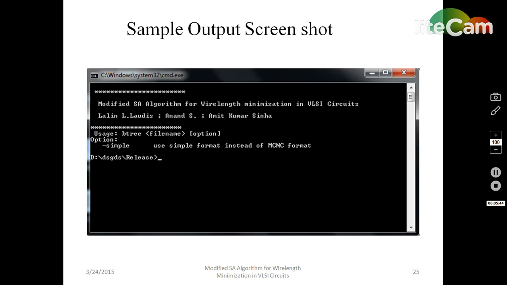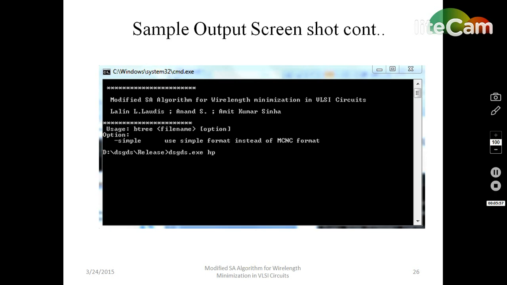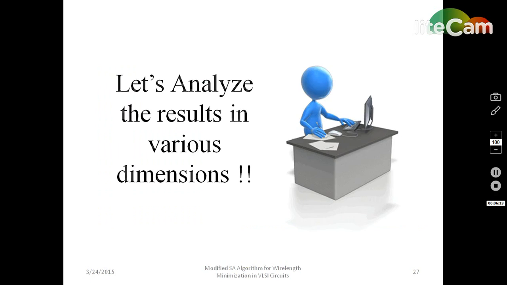When I run this algorithm, I get an output screenshot like this. It shows the authors of the project paper, and it asks for the benchmark that has to be taken into account. To give the benchmark, we mention the file name .exe, and with a space, we give the benchmark. For example, I have given the benchmark as HP. So the algorithm now takes the HP problem into account and simulates it. So we have run the problem.